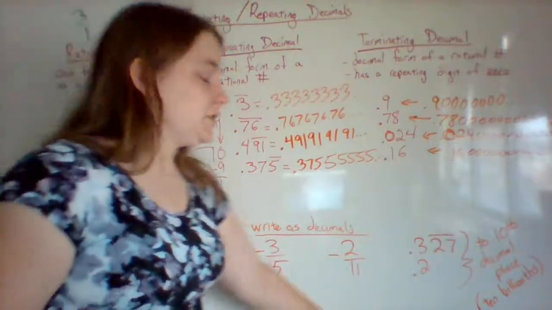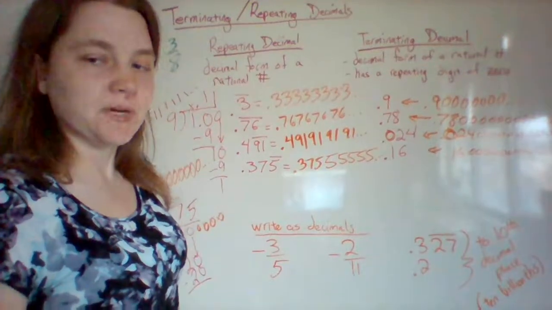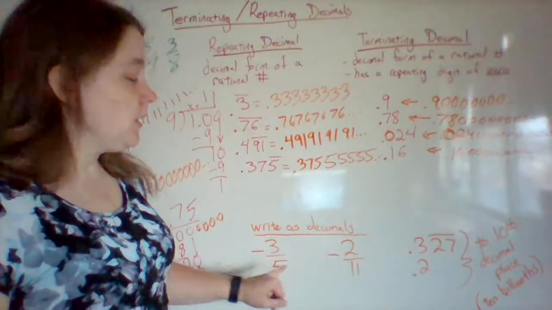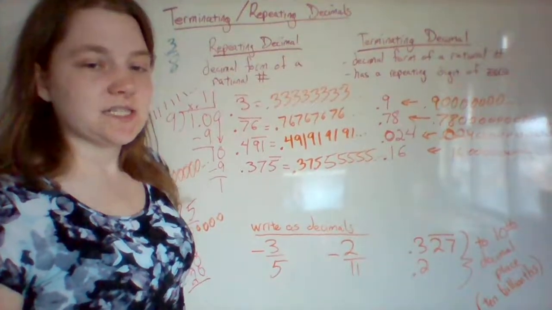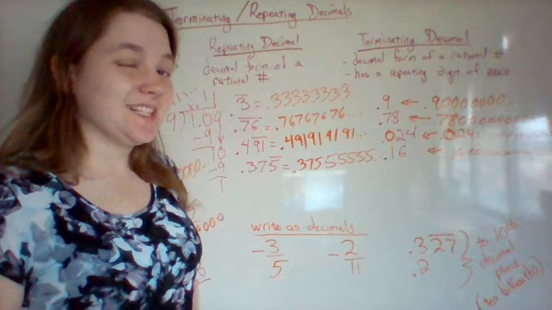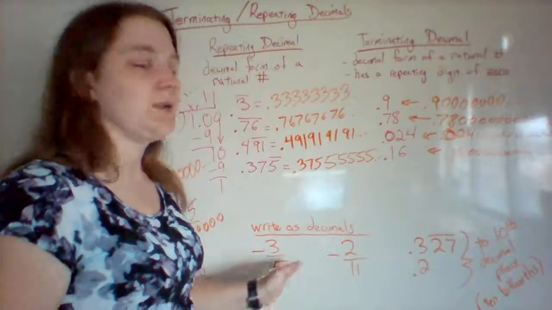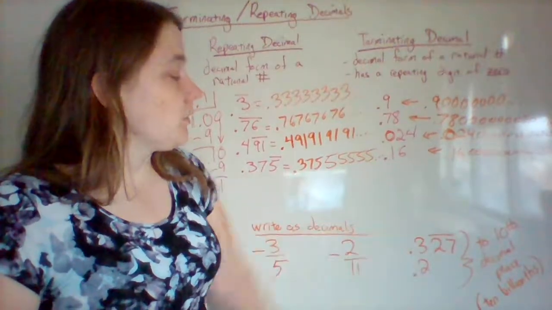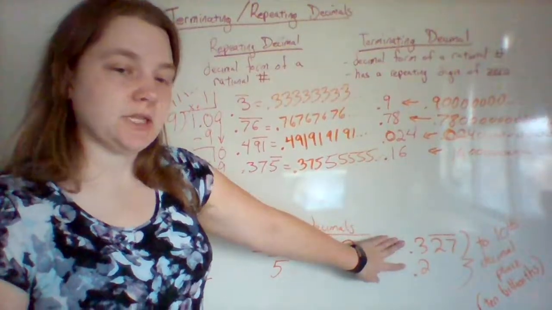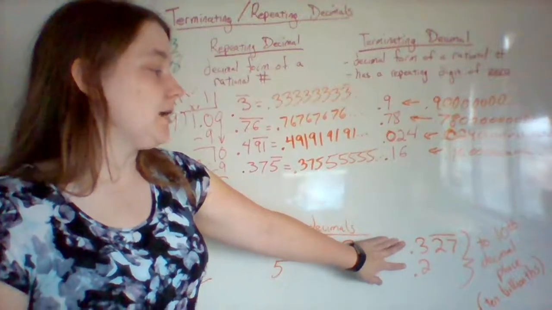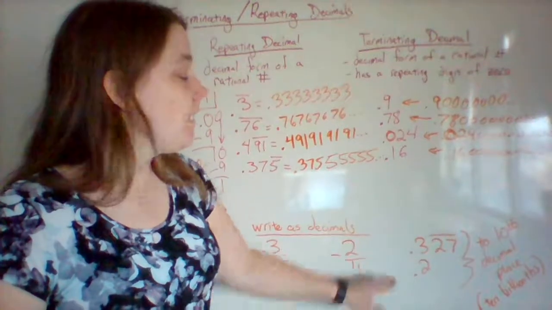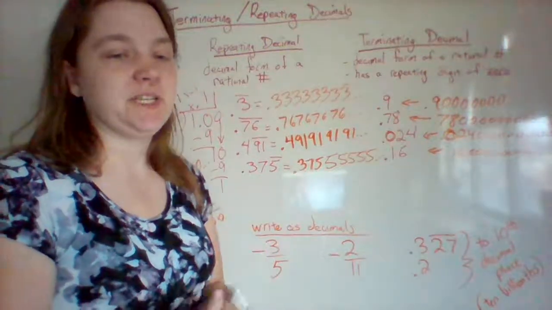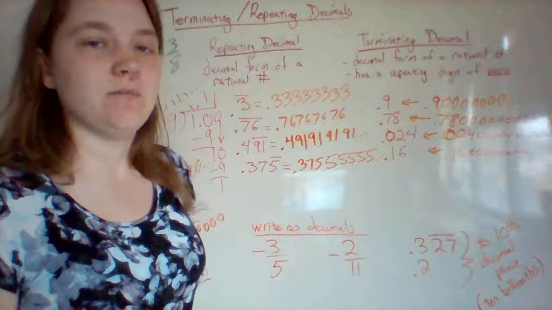So what you're going to do on your form is you're going to do 3 things. You're going to write -3/5 as a decimal. You're going to write -2/11 as a decimal. My biggest concern isn't necessarily what the answer is, but if they are terminating or repeating and how you know. Then you're going to take these 2 decimals, 0.327 with the bar notation above 27 and 0.6, and you are going to write them out to the 10th decimal place, which is technically the 10 billion spot.